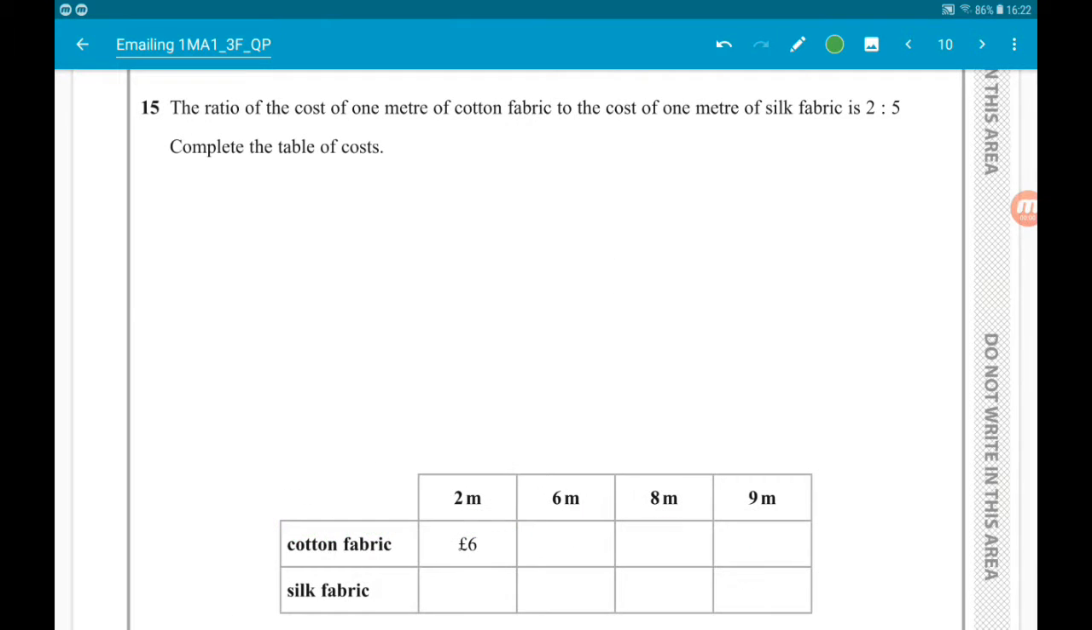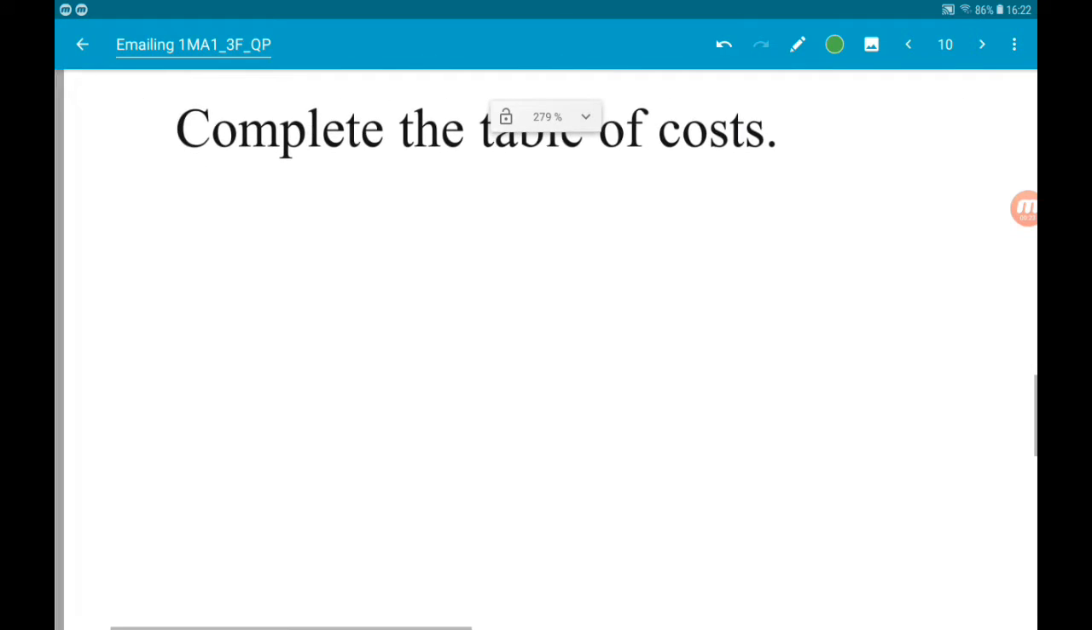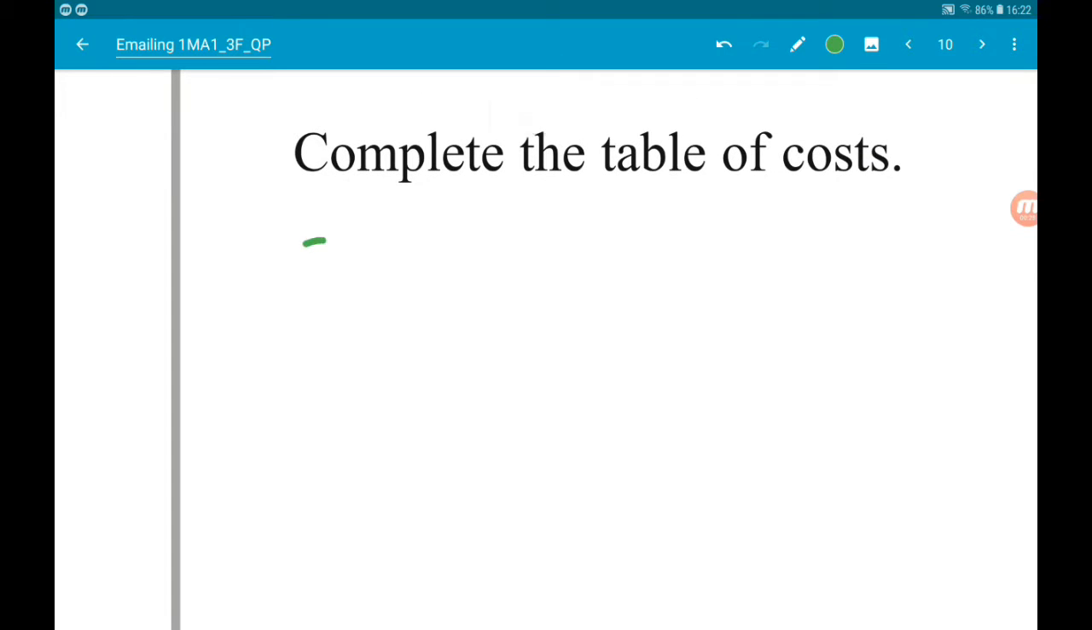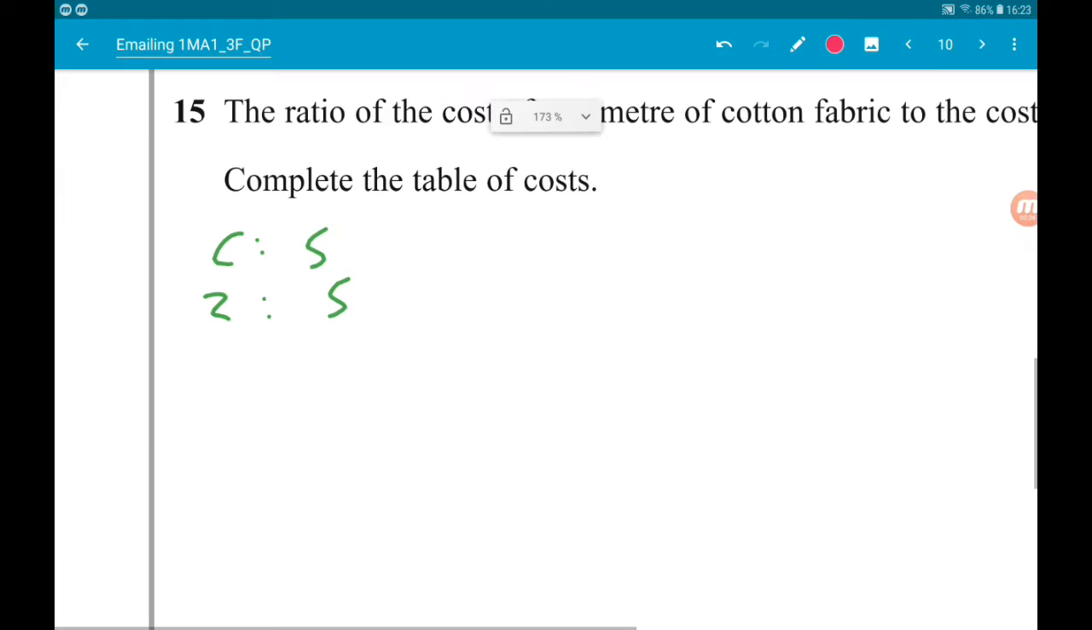Okay, number 15. The ratio of the cost of 1 meter of cotton fabric to the cost of 1 meter of silk fabric is 2 to 5. We want to complete the table of costs. Okay, so first of all, I'm going to write down the ratio C to S is 2 to 5. Now let's have a look in the table.